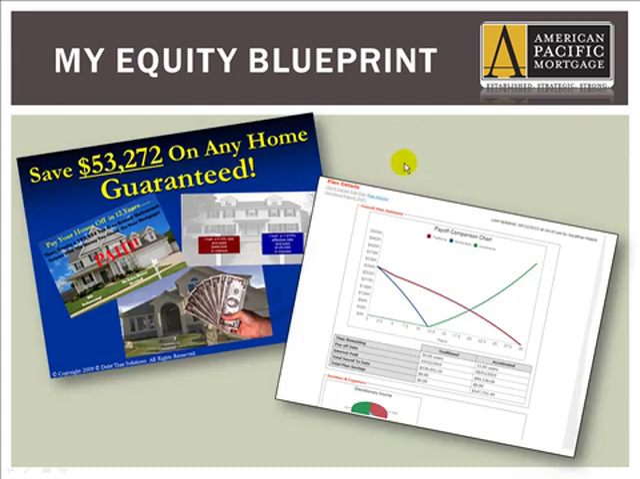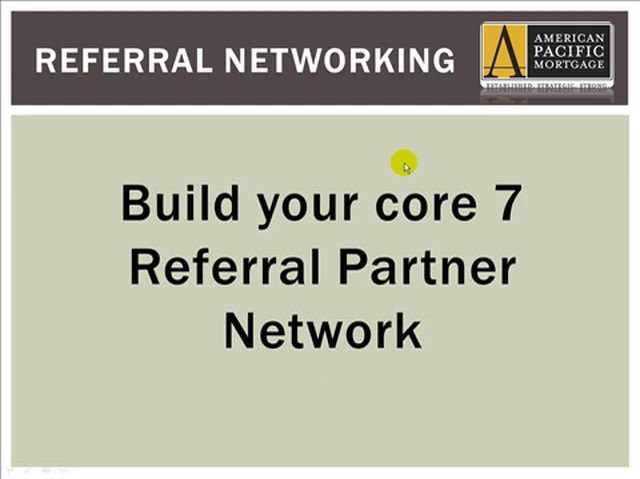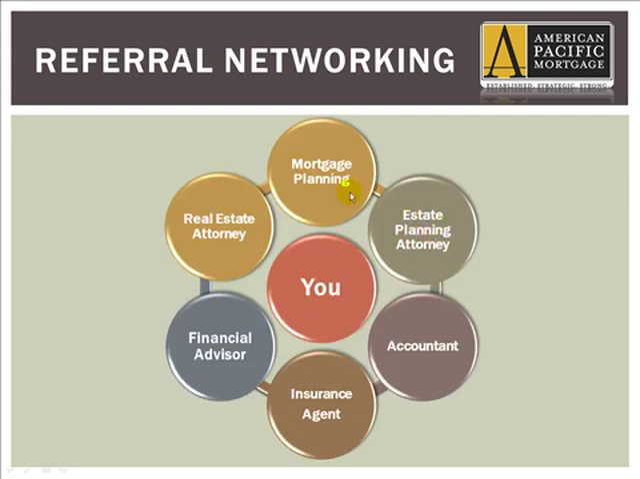Additionally, we have a core strategy where you build a Core 7 referral partner network. The idea here is to have a mortgage planner, which is you, an estate planning attorney, an accountant, insurance agent, financial advisor, real estate attorney. This is the realtor in the middle. So you're explaining to the real estate agent how they can build a network, surround themselves with top-notch professionals, and feed their business through this network of people that they refer their business to.